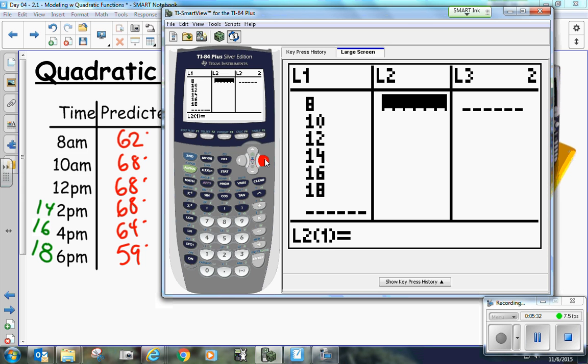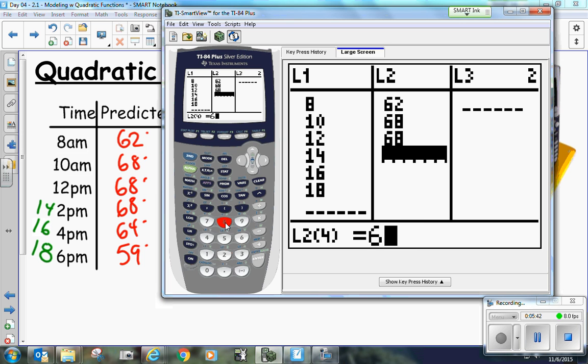So now I move to L2 and I put in the degrees. We'll just put in the degrees. 62, 68, 68, 68, 64, and 59. All right, okay.